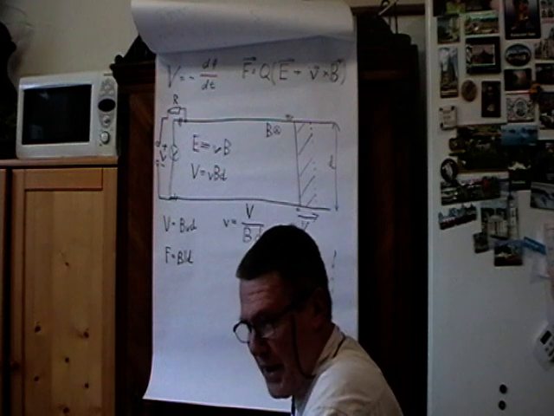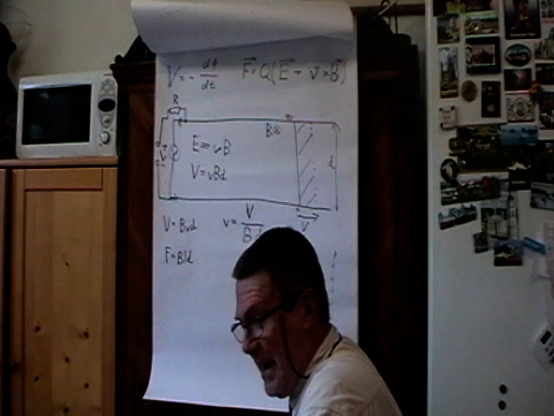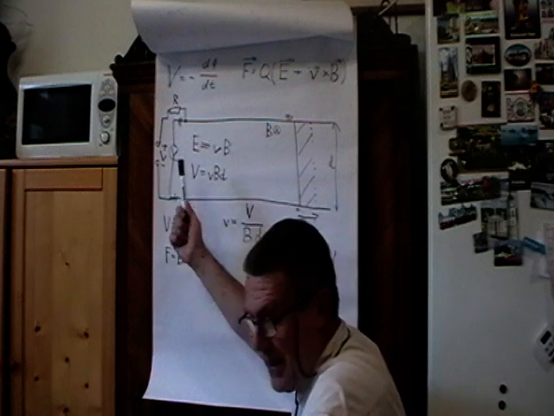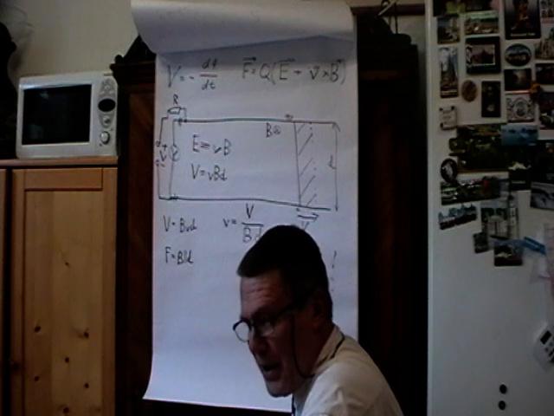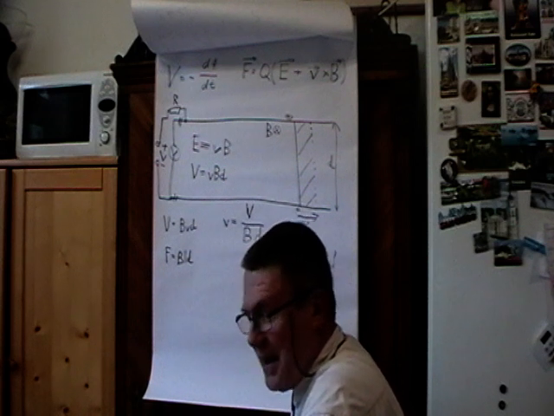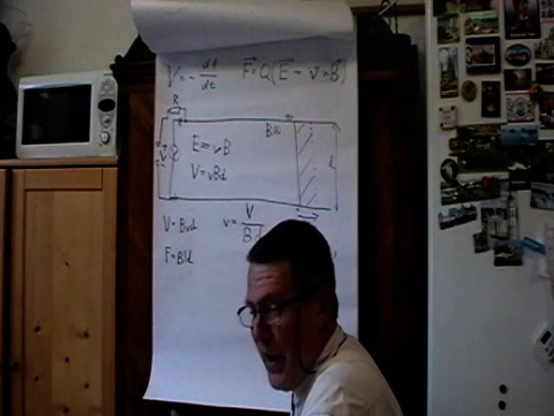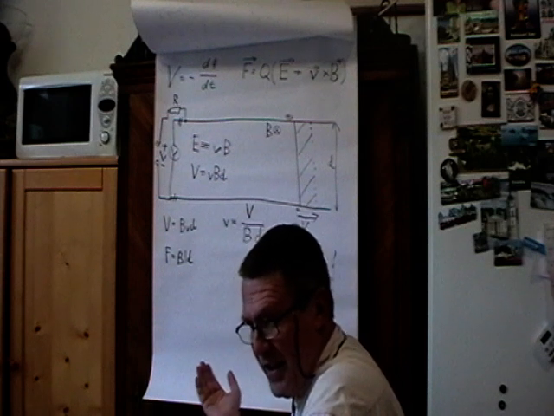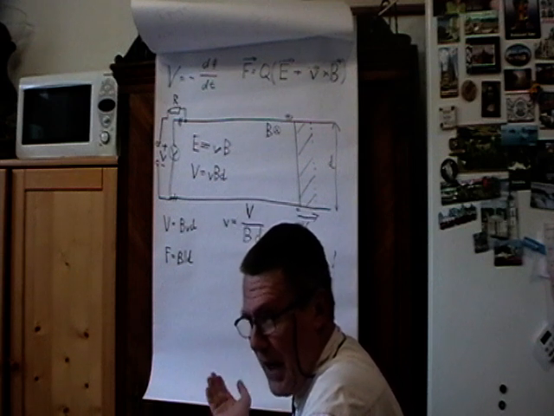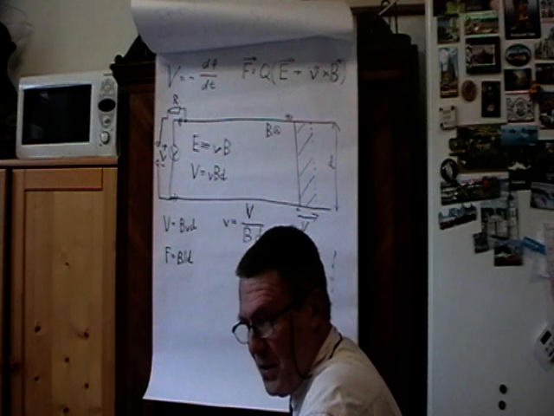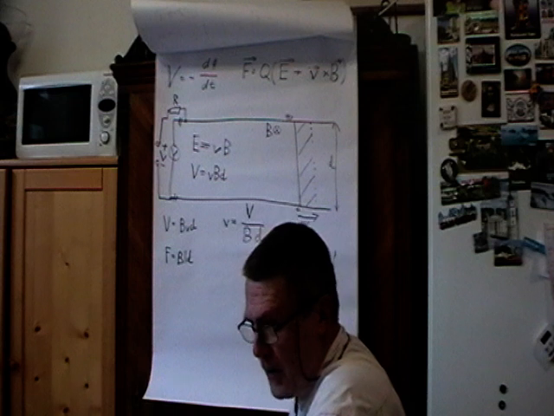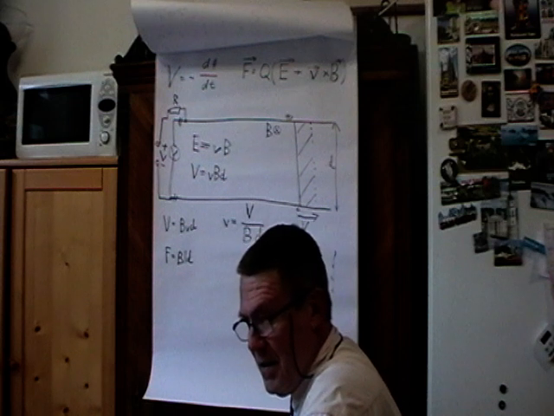Well, I have two choices. I can increase the feeding voltage. If I increase the voltage, it will overcome the so far induced voltage in the stick, and the stick will accelerate to a new velocity at which the induced voltage would be equivalent to the voltage fed to the rails. So that's the first possibility. There is also a second possibility.